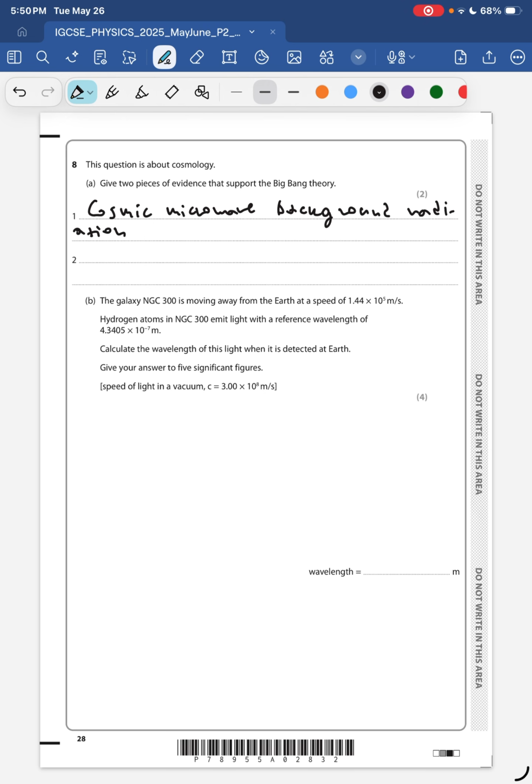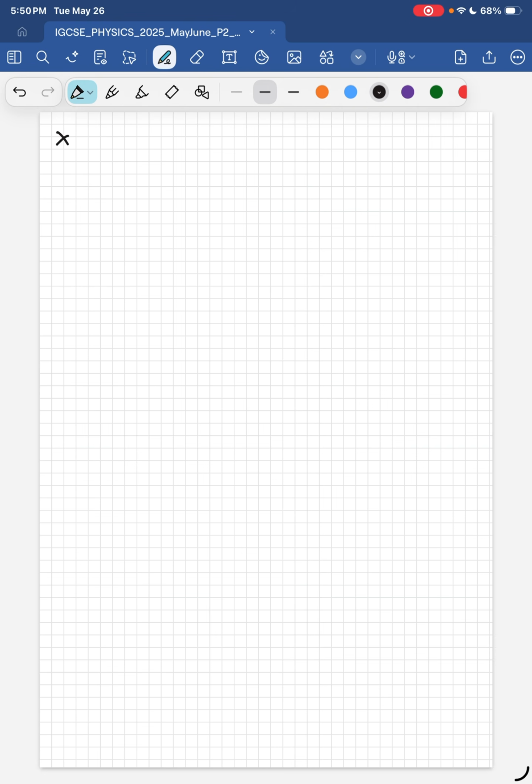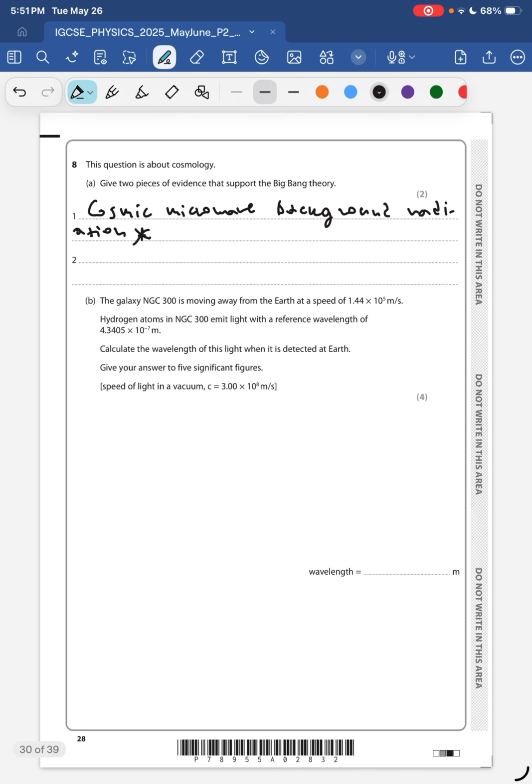I mean, you can write, let's use a clean page. This is a low energy microwave radiation detected in all directions, which is remnant heat released in the Big Bang. And the second one is the redshift of galaxies.